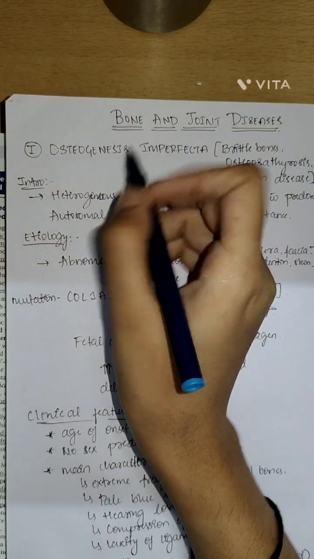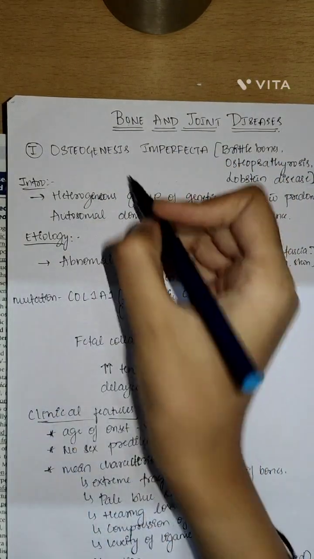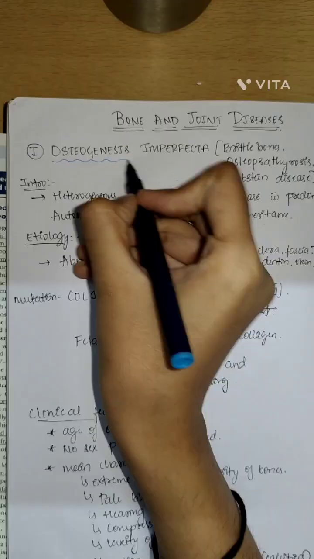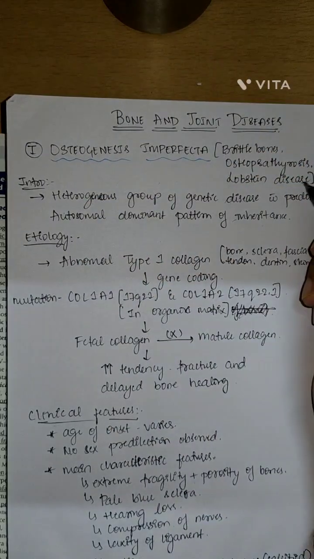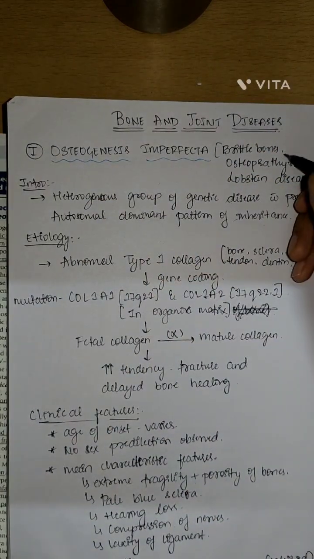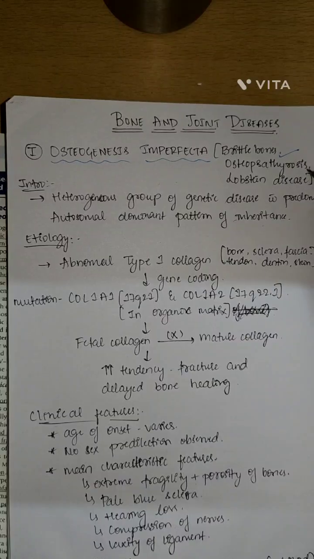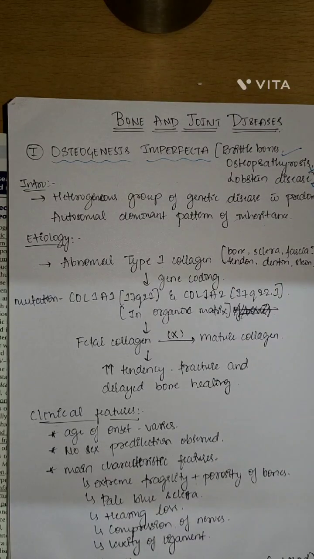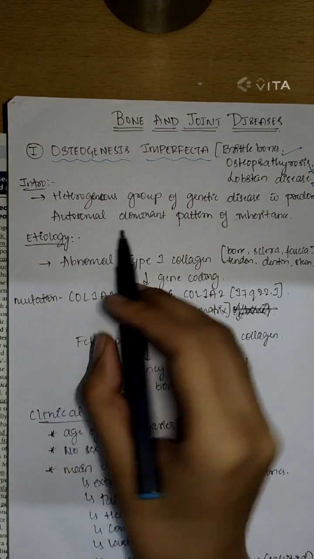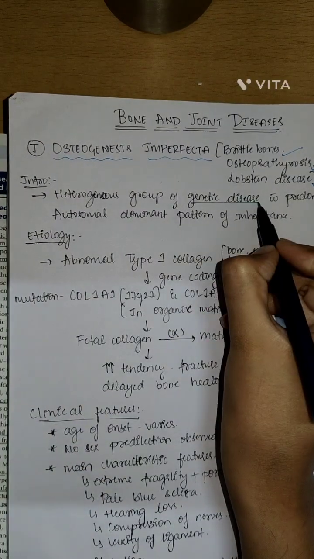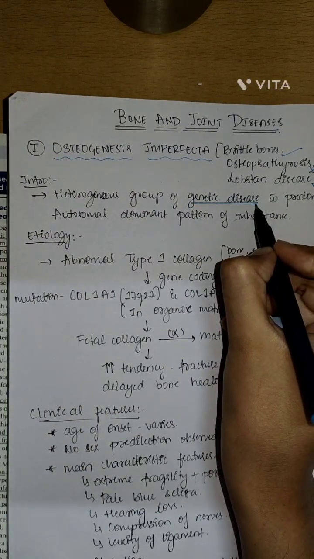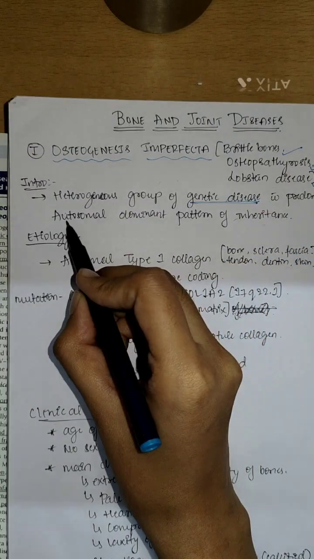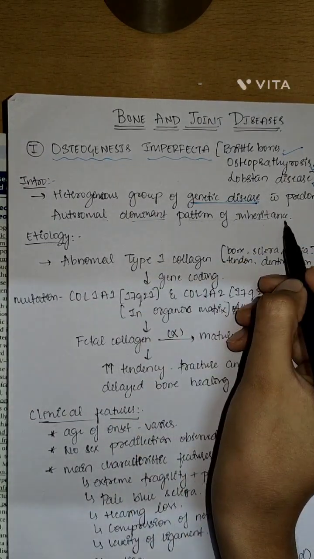Today we are going to learn about osteogenesis imperfecta. It is also known as brittle bones, osteoarthritis, and Lobster disease. Coming to the introduction part, it is a heterogeneous group of genetic diseases with a predominant autosomal dominant pattern of inheritance.